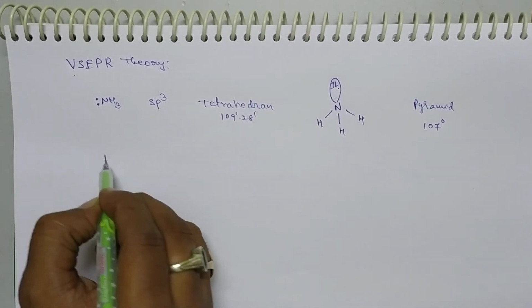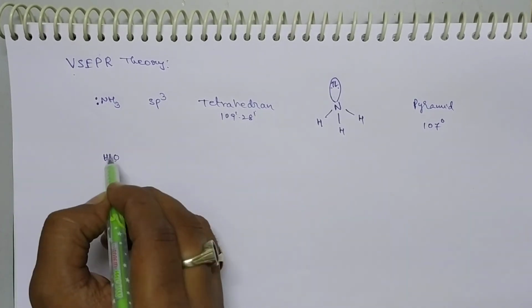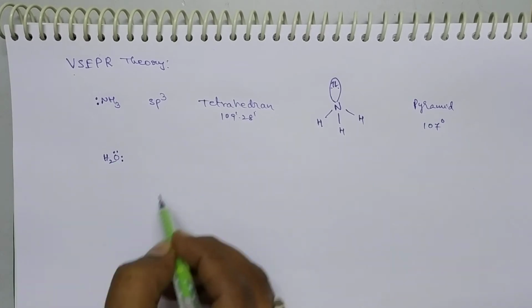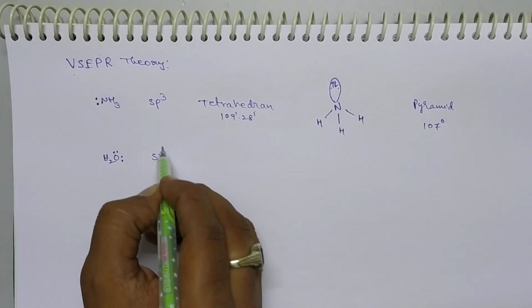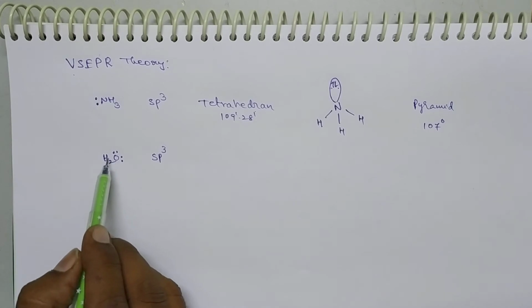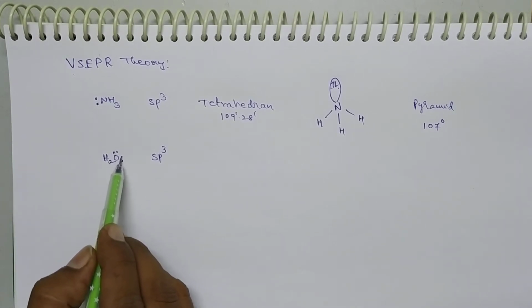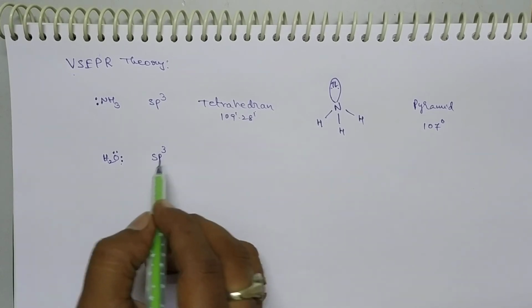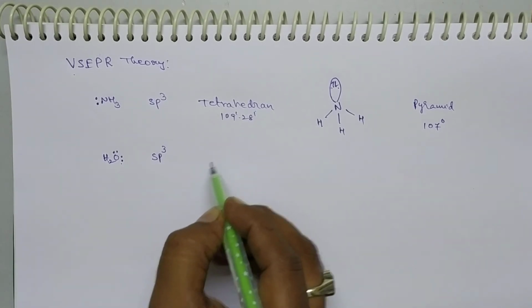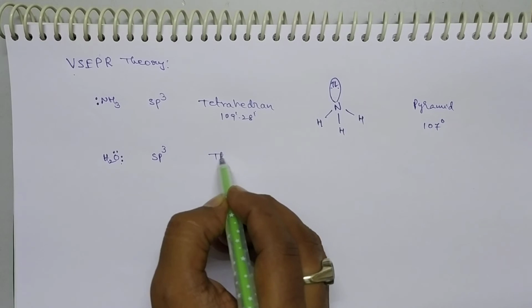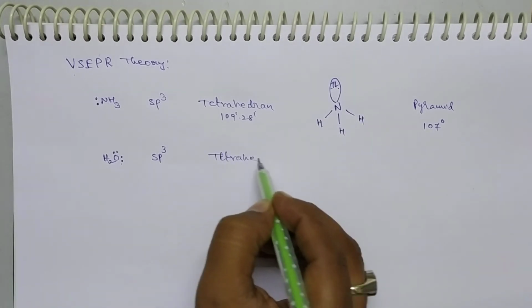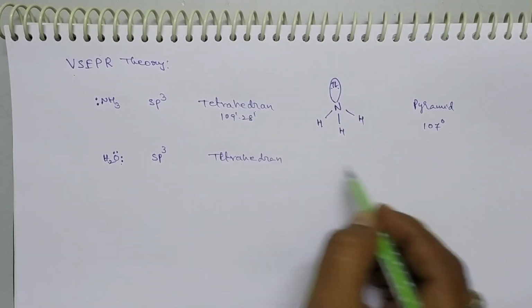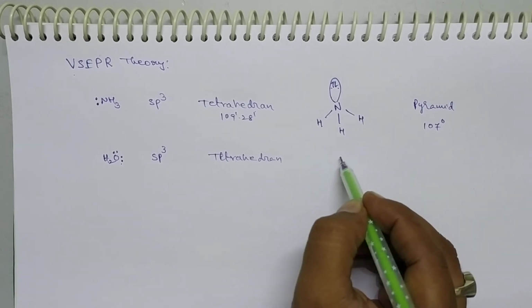And for H2O, if you consider water, there exist two lone pairs of electrons on oxygen. Here also it undergoes sp3 hybridization, since the number of sigma bonds is 2 and the number of lone pairs is 2, so totally 4. So the hybridization will be sp3. The structure should be tetrahedron, but it changes to an angular shape like this.